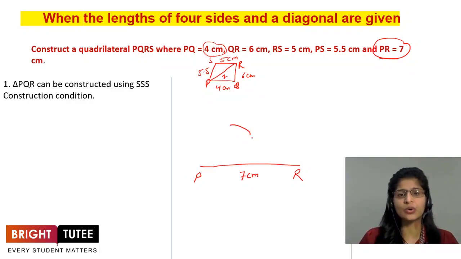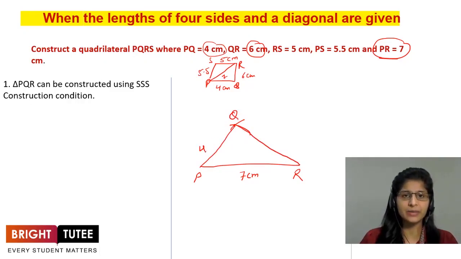Now let us focus on QR. Here we see QR is 6 centimeter. So from point R, you will open the compass to 6 centimeter and make an arc of 6 centimeter. Right? And you're going to get this point as Q, the intersection of these two arcs. Now join P with Q and join Q with R. Correct. This is the triangle formed.